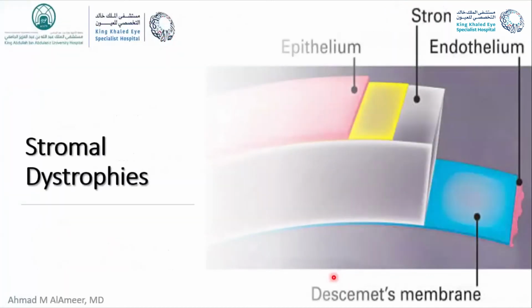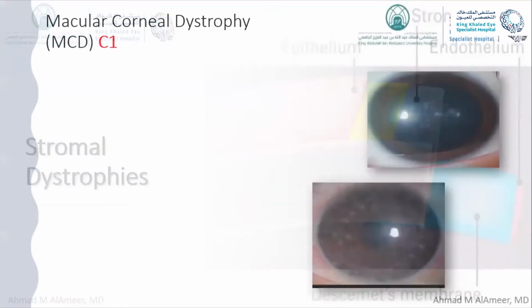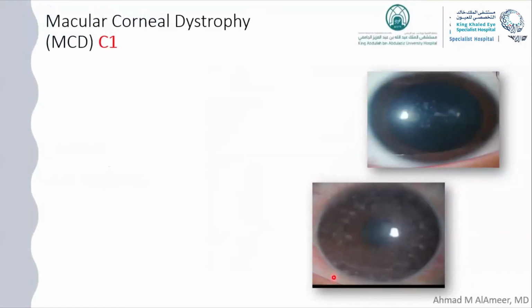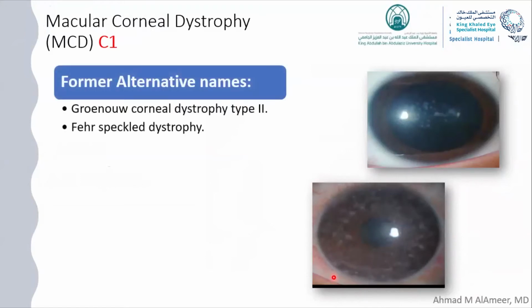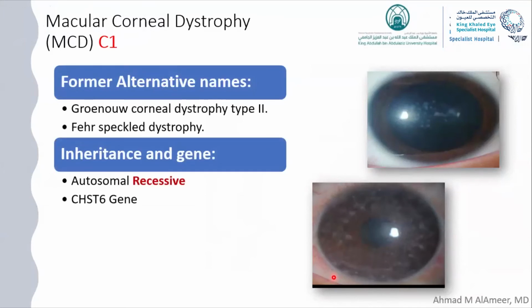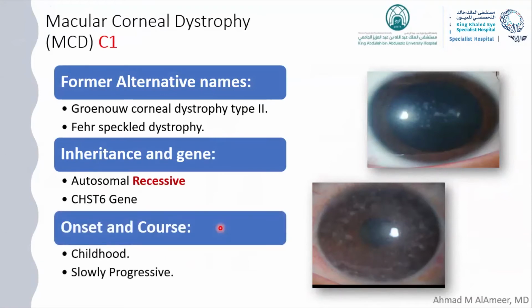Now, stromal dystrophy, the third group. The most common here in Saudi Arabia is macular corneal dystrophy, and it's very important. You notice the macular lesions and the space between them is hazy, and it involves the limbus also. It's autosomal recessive. So this is the second autosomal recessive; the first one is gelatinous, and this is the second, macular corneal dystrophy. The gene is the carbohydrate sulfotransferase 6 gene. It starts in childhood and is slowly progressive. It's very important to know macular corneal dystrophy.